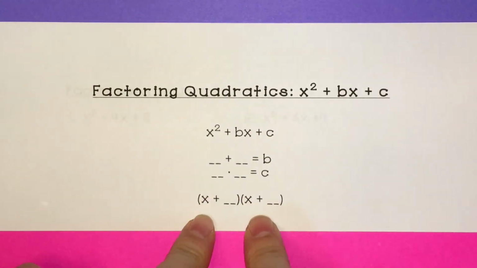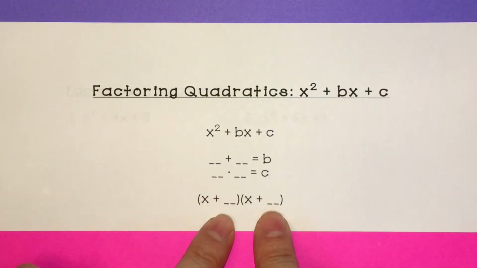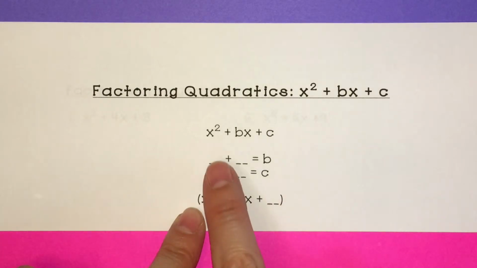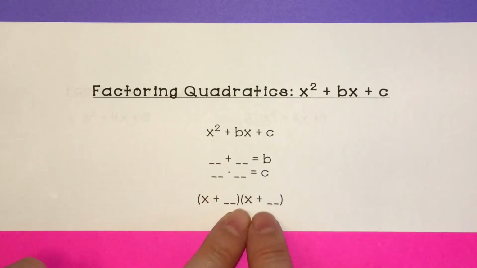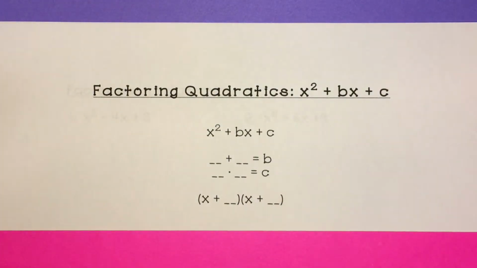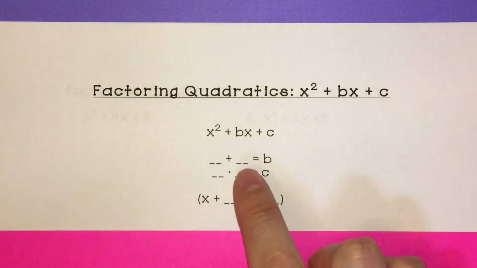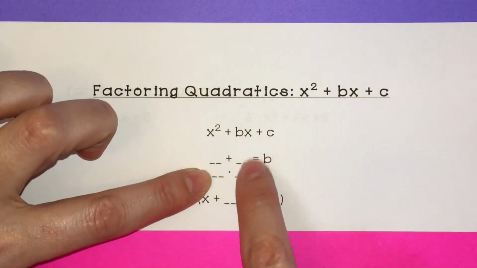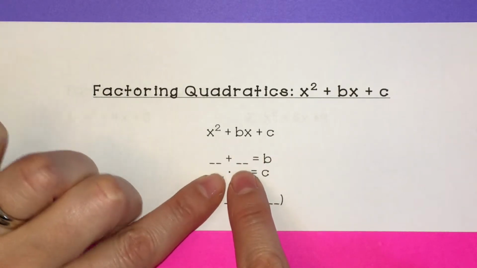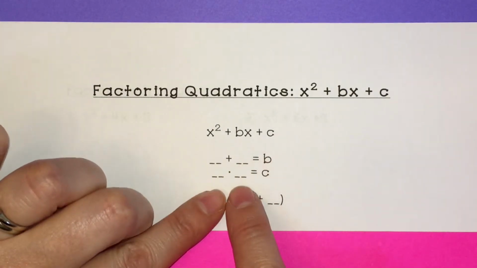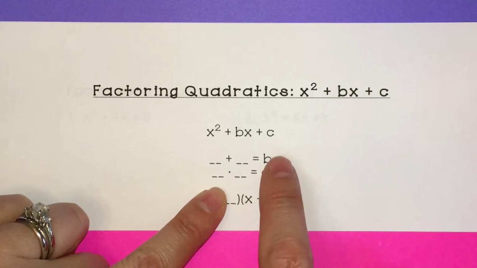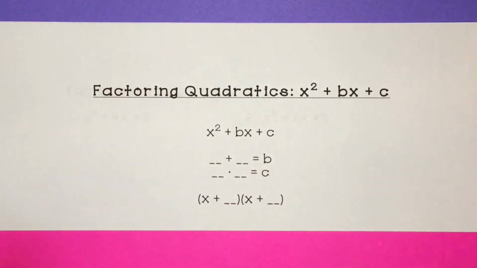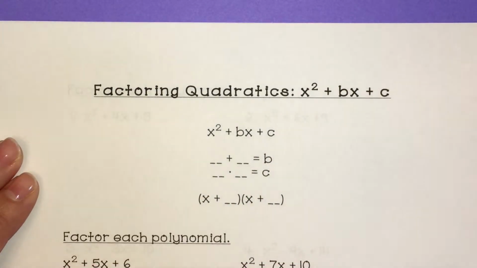And then we'll rewrite it in factored form as x plus that first value times x plus the second value. And if one of the values is negative, we would change the plus to subtraction. But these have to be the same numbers, like the first number in each is the same, the second number in each is the same. So the same two numbers add together to equal b as multiply together to equal c. And I'll show you, it'll make more sense when we start doing a problem.